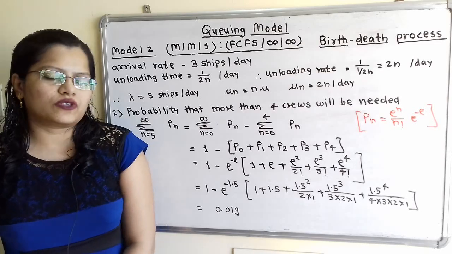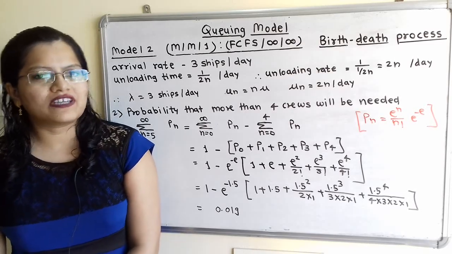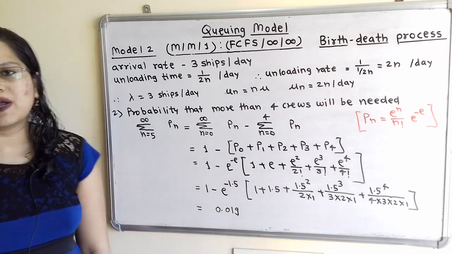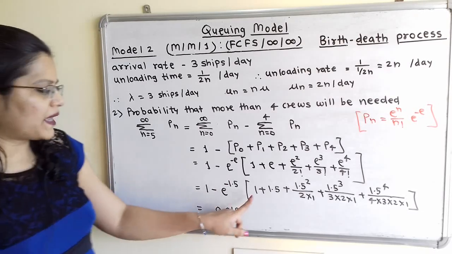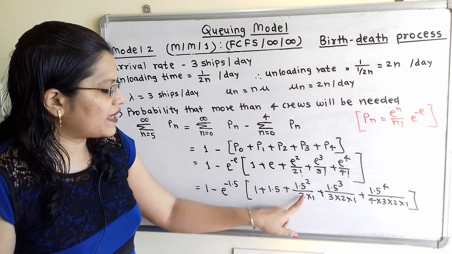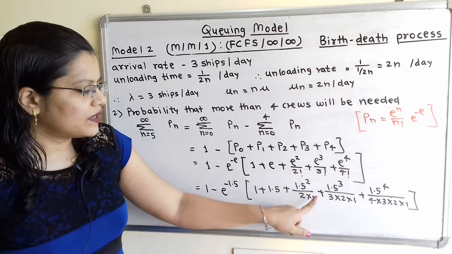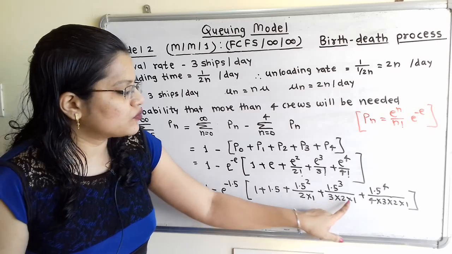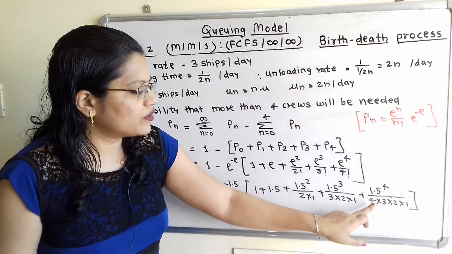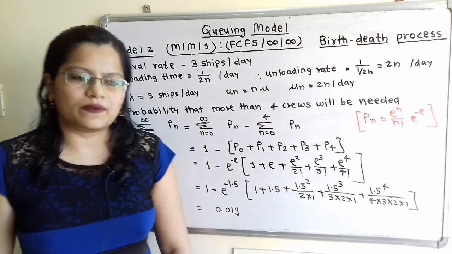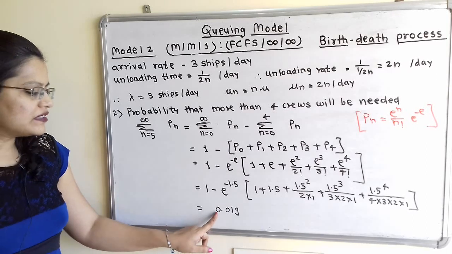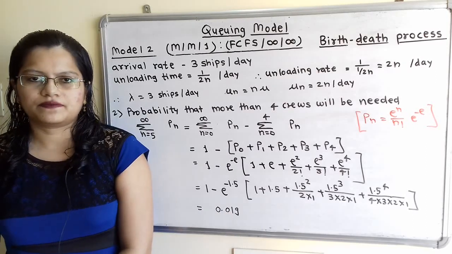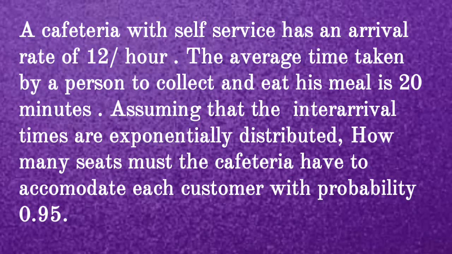Now the value of rho, that is lambda by mu, we have already calculated in the first question, and it is equal to 1.5. So we put the value: 1 minus e raised to minus 1.5 times the bracket of 1 plus 1.5 plus 1.5 square by 2 factorial, that is 2 into 1, plus 1.5 cube by 3 factorial, that is 3 into 2 into 1, plus 1.5 raised to 4 by 4 factorial, that is 4 into 3 into 2 into 1. We first solve this bracket, and after calculation we get the value 0.019.